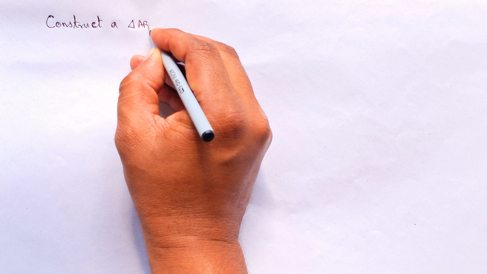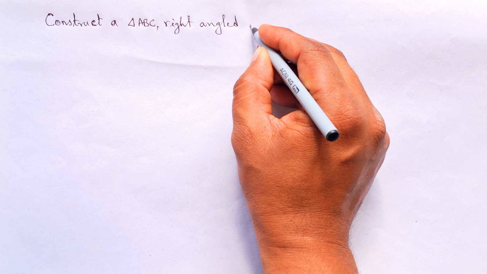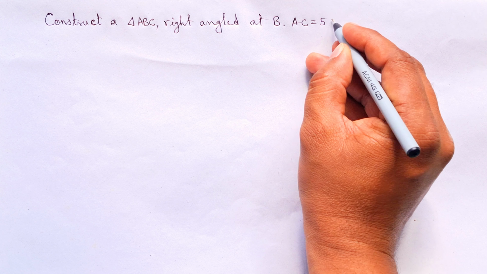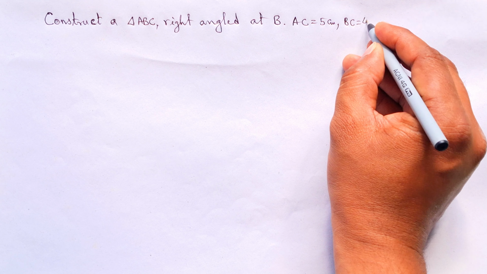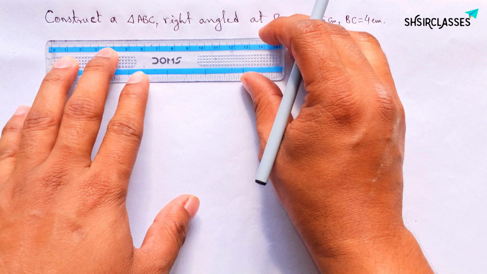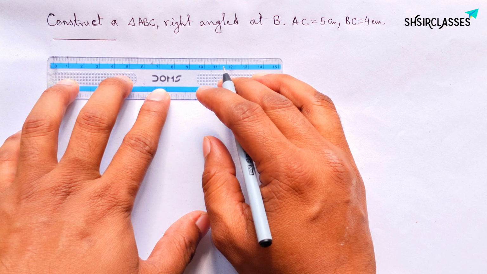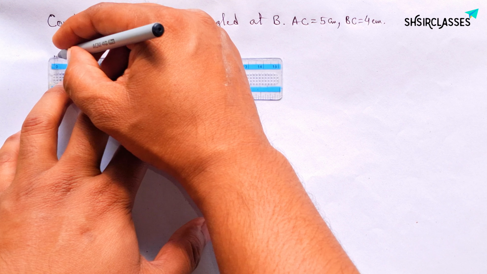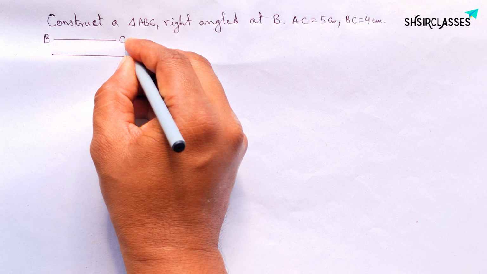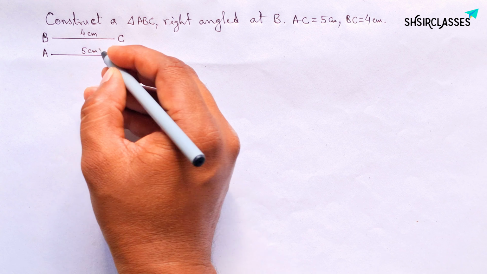Today in this video, construct a triangle ABC where right angle at B, AC equal 5 centimeter, BC equal 4 centimeter. So let us construct this triangle. Now first of all, drawing here the given two line segments of length 4 centimeter and 5 centimeter. Perfect. Now labeling here BC, so BC is 4 centimeter and here AC, so this is 5 centimeter.